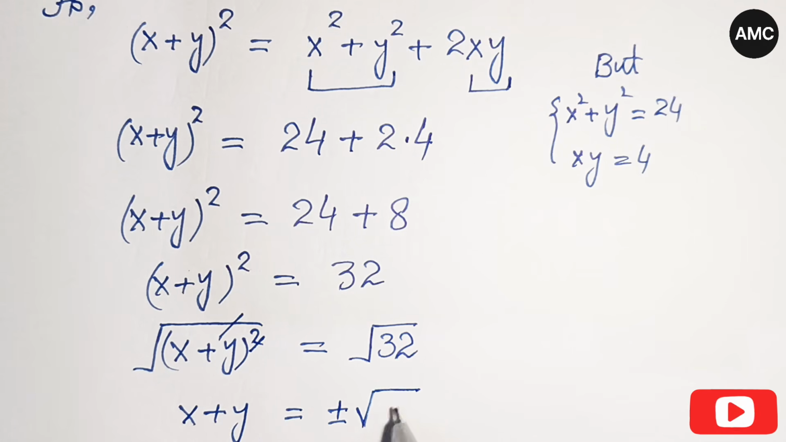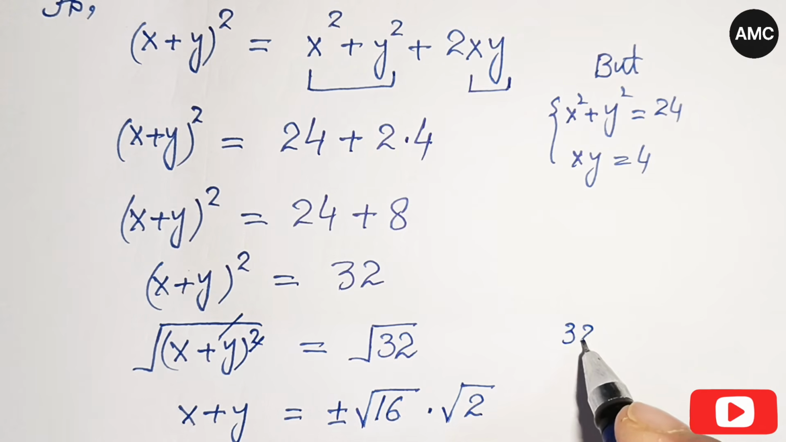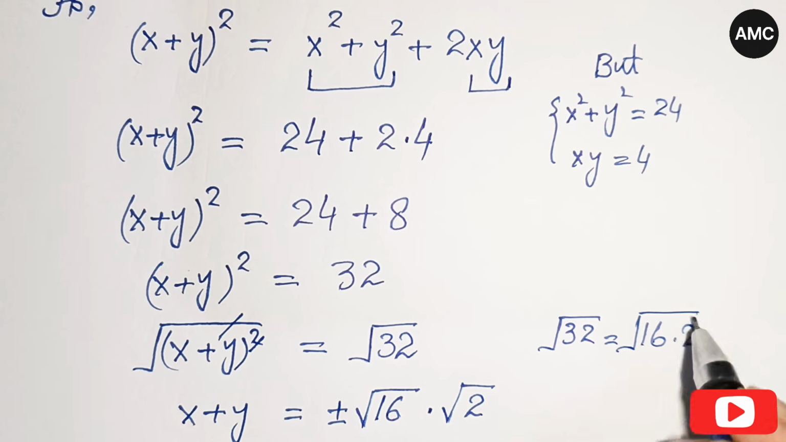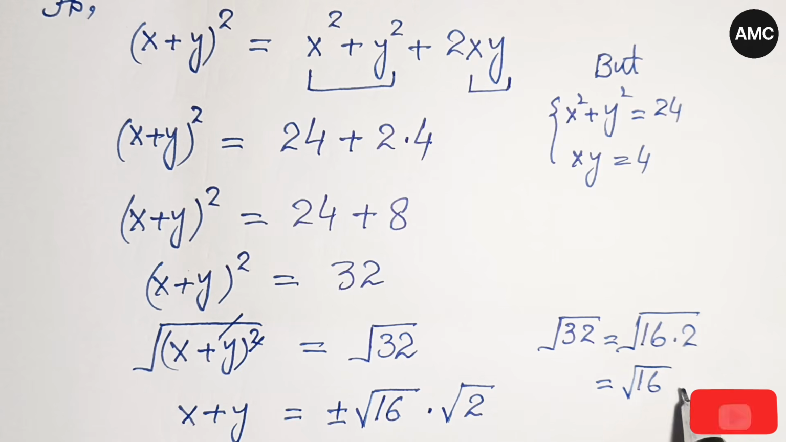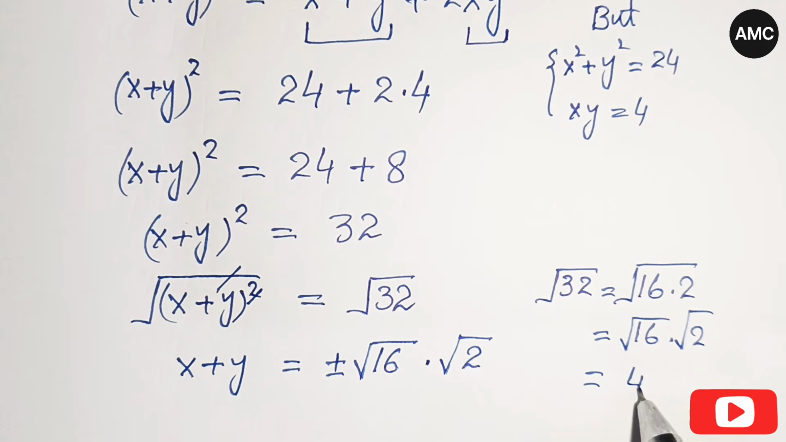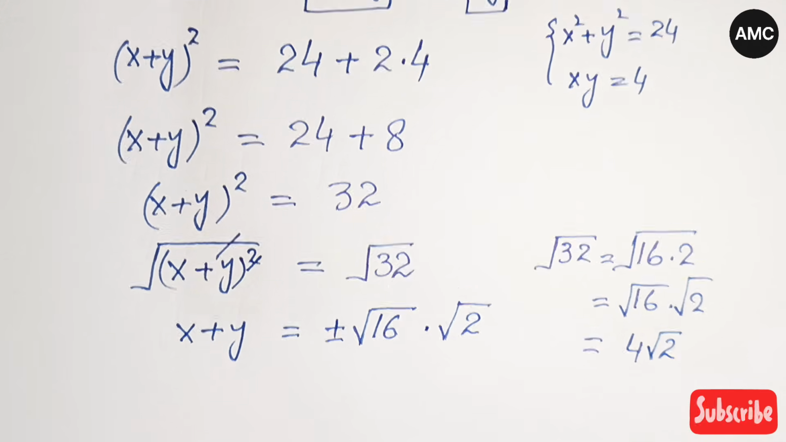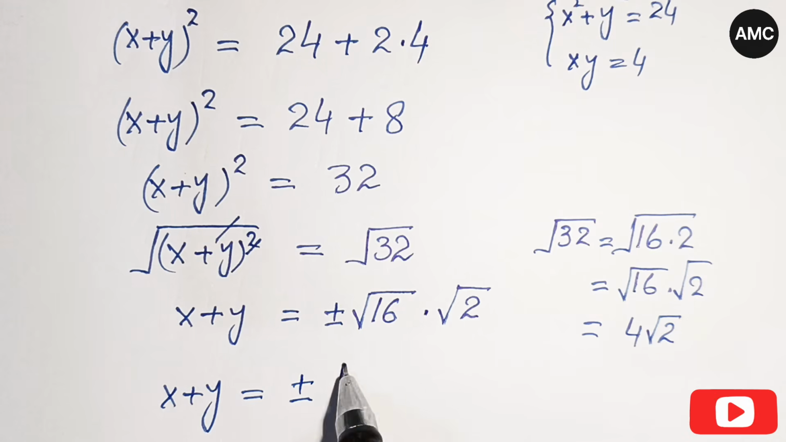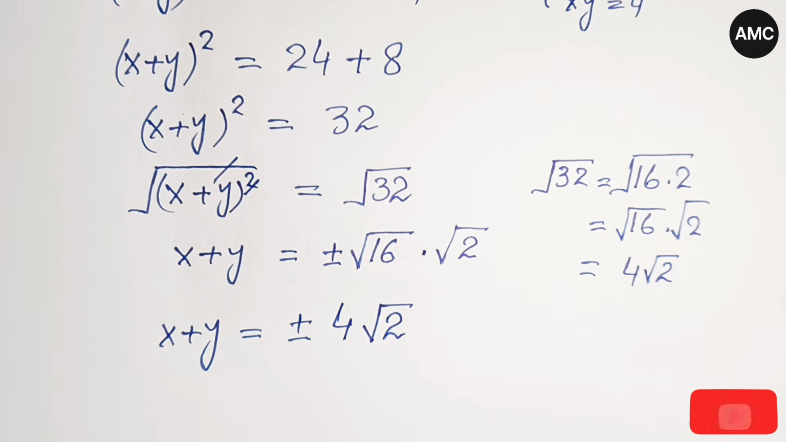32 can also be written as 16 times 2, so the square root of 32 is the square root of 16 times the square root of 2. The square root of 16 is equal to 4. Here we have x plus y is equal to plus minus 4 times the square root of 2. So we get two values of x plus y.